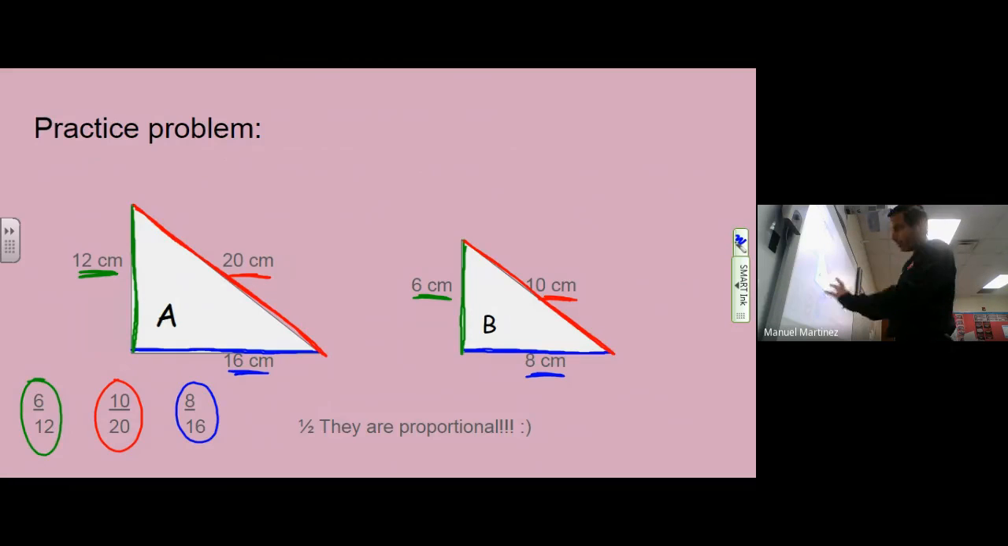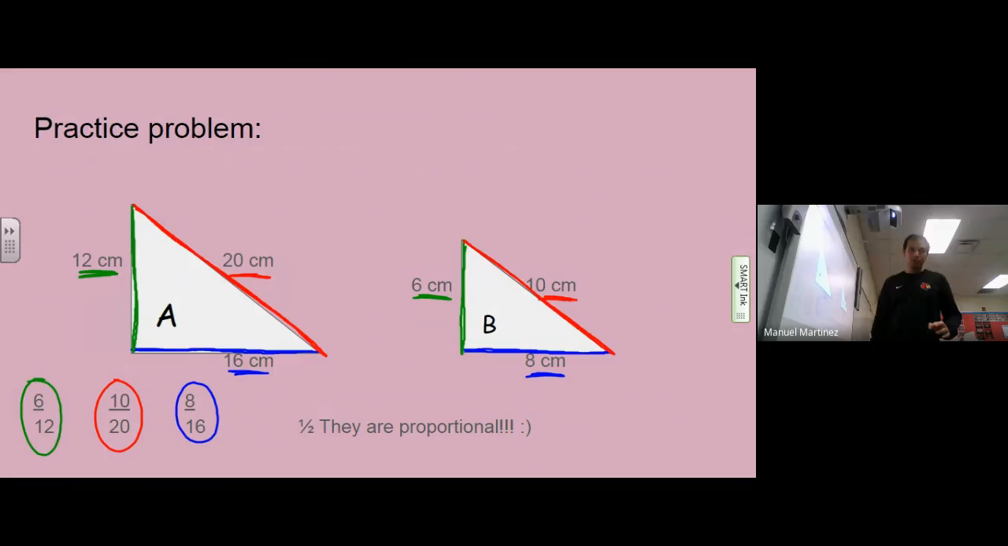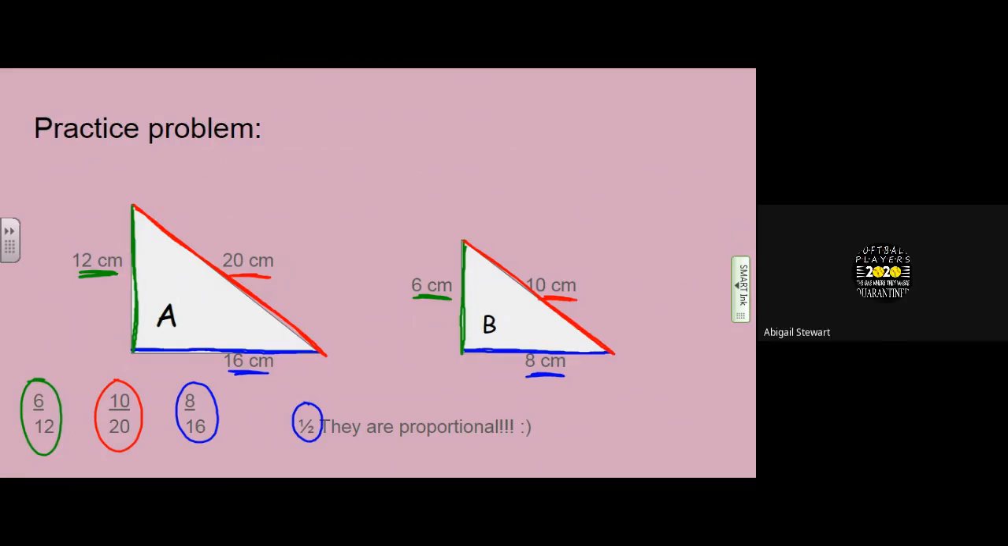So how can we determine if those ratios are equivalent? We could reduce them or simplify, okay? When you simplify all of them, you end up with 1/2, which means they are proportional. Those two triangles are proportional. Okay, any questions about this? No, sir. No? Okay.